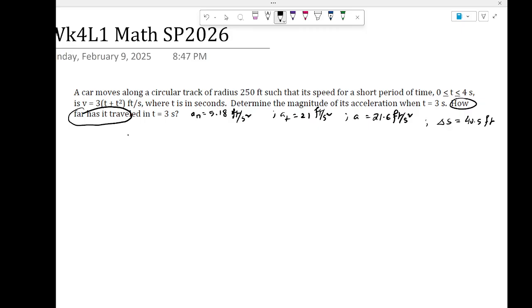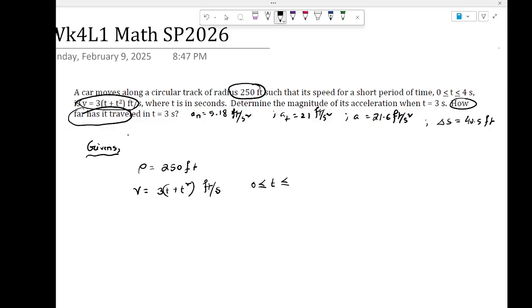Let me start with whatever the initial thing is, the givens. So, givens, I'm highlighting it here. They gave you the rho value, the radius, which is 250 feet, and they gave you the V equation, the velocity equation, which is 3t plus t square feet per second. And they said it goes with a range for t value 0 to 4 seconds. And what they're asking is, find it at time t equal to 3 seconds.